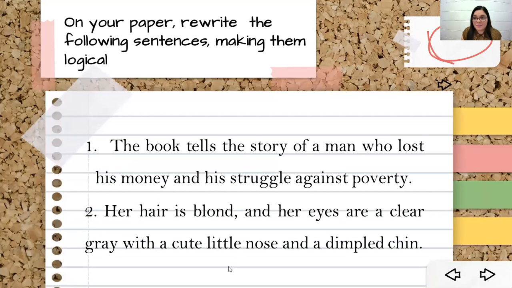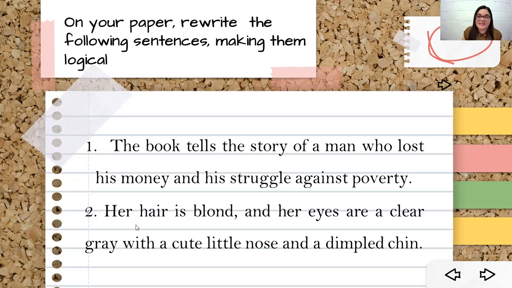Here you have an example that you can write down. On your paper, rewrite the following sentences, making them logical, and be ready to discuss these ones in class. The book tells the story of a man who lost his money and his struggle against poverty. Is it okay? Is it logical? I will leave only this slide here for you to copy it and think about it and be ready to discuss it in class.